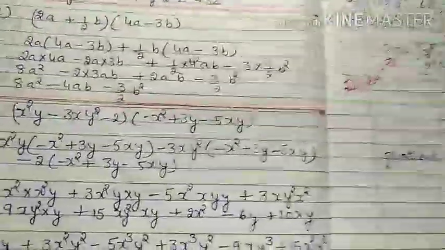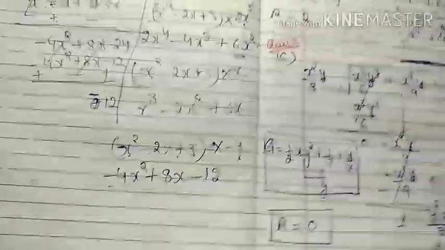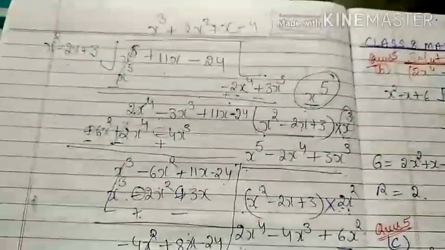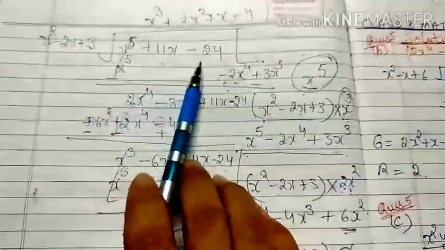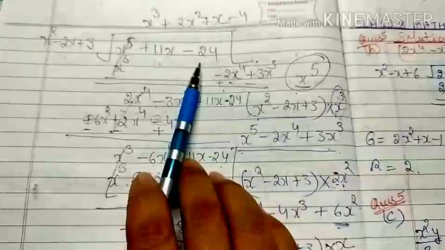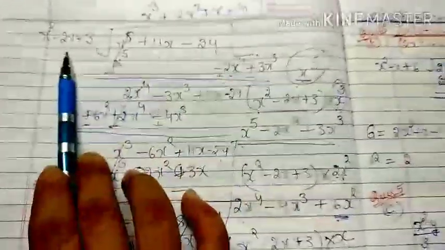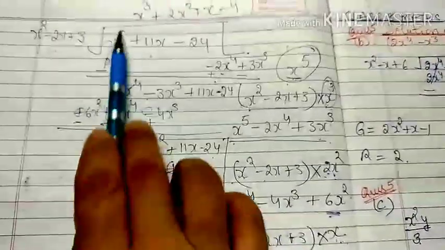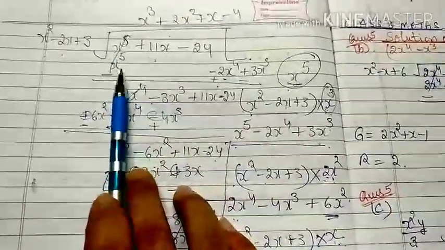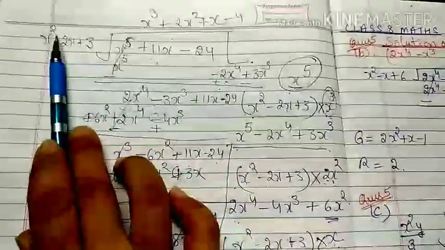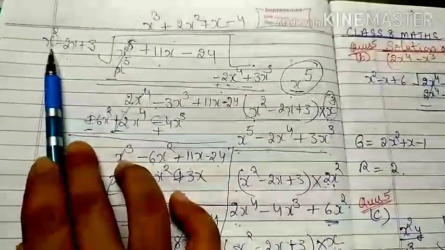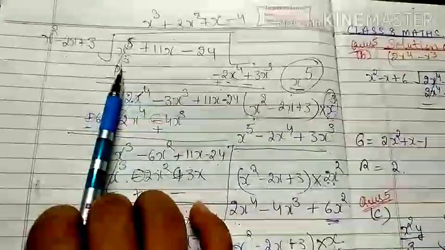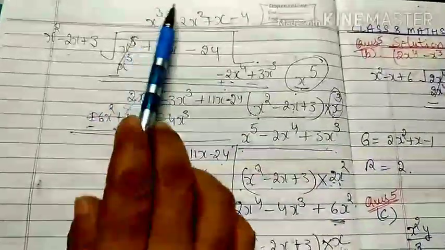Now your fifth question is, you have to find the quotient. Your first question A part is x square minus 2x plus 3, into x5 plus 11x minus 24. So this is your dividend and that is your divisor. So rule of division is that first you have to target to remove x5. So you have to first concentrate on this x square. So which term I have to multiply with x square, so I can easily get x5. So that is x cube.